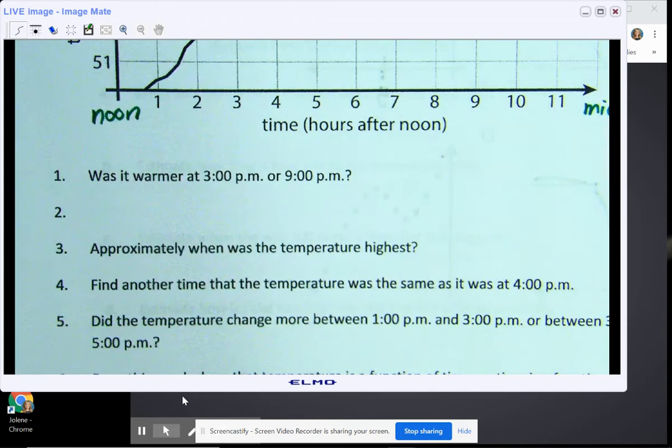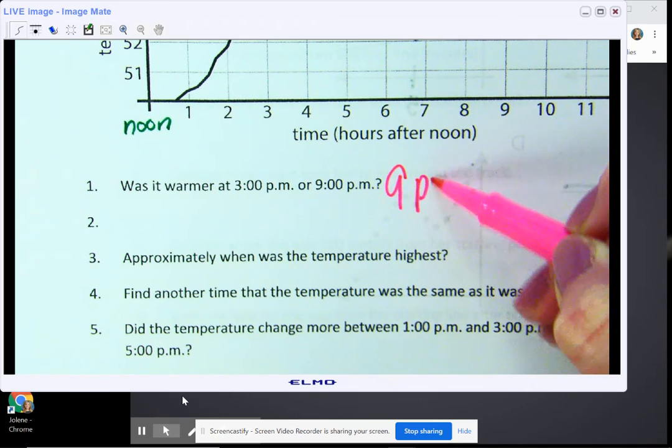All right. Number 1, is it warmer at 3 or 9? So somebody tell me, is it 3 or 9? Is it warmer? Eric, is your hand up or no? Was your hand up? Which is warmer, 3 or 9? Skylar says 9. What do you guys think? Yes? So number 1 is 9 p.m.